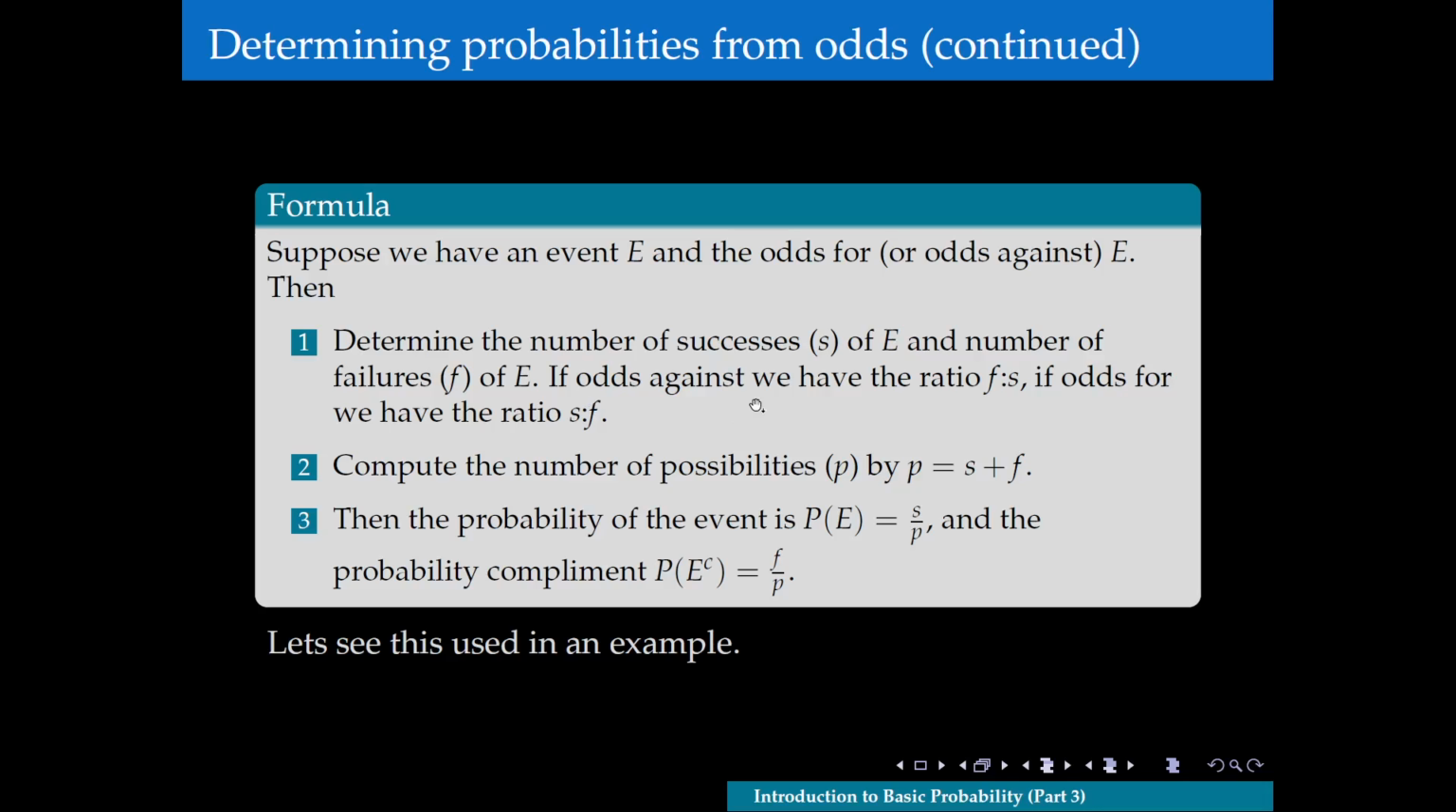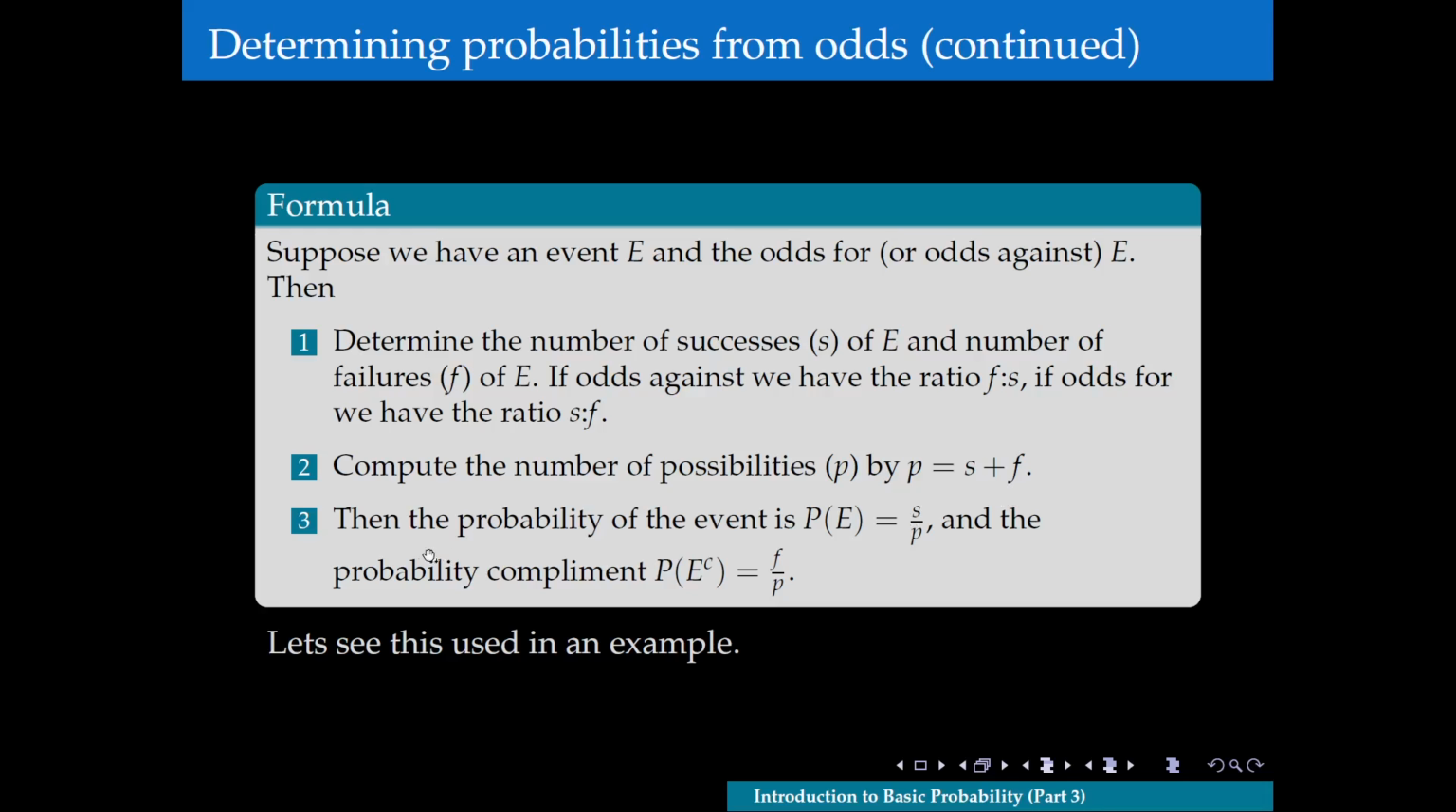If the odds are given as the odds against, then that means we have the ratio of F to S, failures to successes. If we're given the odds for, then that means we have the ratio of S to F, successes to failures. Then we can compute the number of possibilities, which we'll call P, by adding up the number of successes and the number of failures. So P is S plus F.